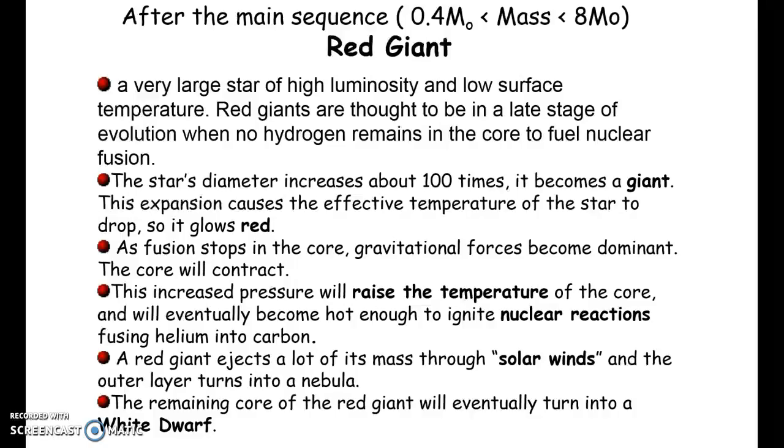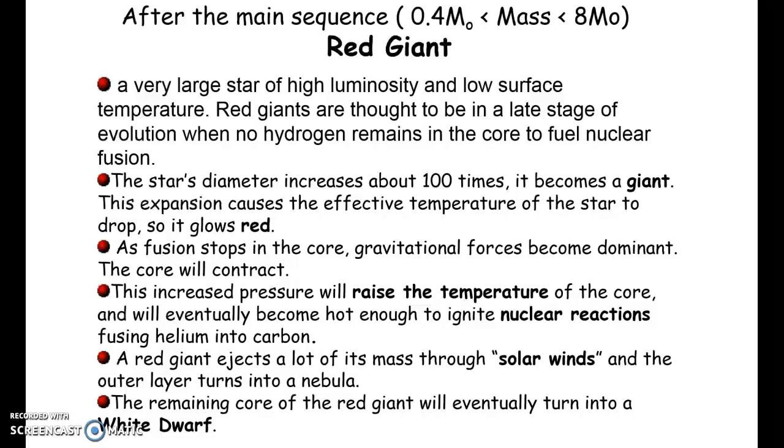And basically what's going to happen is that nuclear reactions in the core are going to start fusing helium into carbon. So basically, in a red giant, what you need to write down is that there's no more hydrogen in the core to fuel it. It starts to burn helium into carbon. And to keep the equilibrium, it basically sheds its outer layers out.